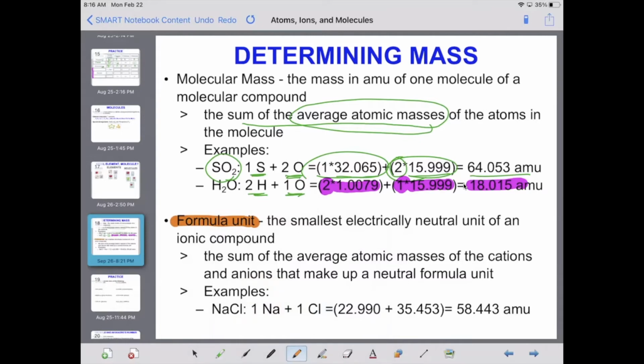One example is NaCl. So a formula unit would be NaCl. Even though we know that exists as a crystal with a whole bunch of Na's and a whole bunch of Cl's held together in a matrix, the formula unit is the smallest possible connection of those two. So we have 1 Na, 1 Cl, 22.990 plus 35.453, and that gives us 58.443 atomic mass units. Therefore, we can calculate the molecular mass of a molecule and the molecular mass of a formula unit.